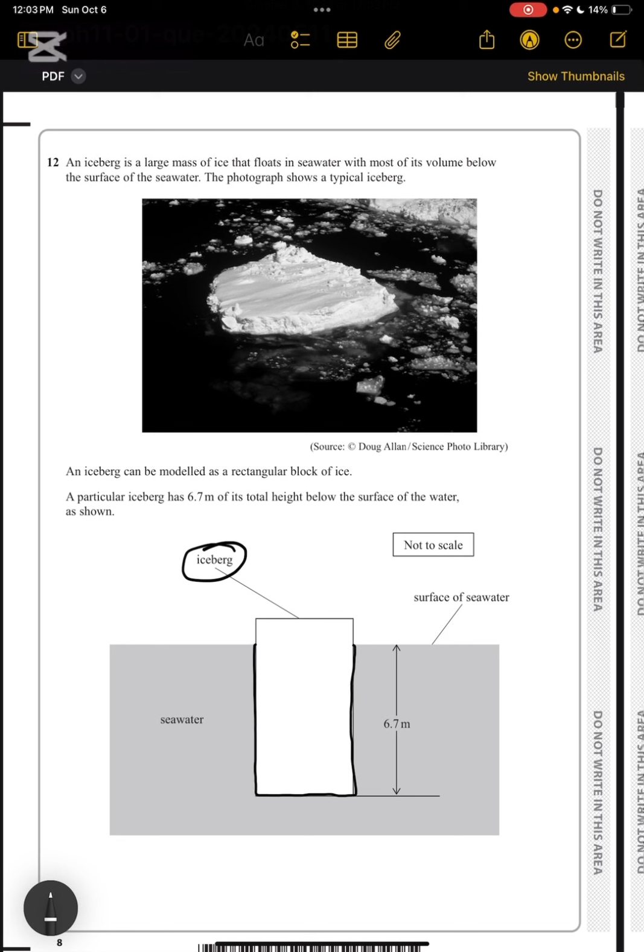So an iceberg can be modeled as a rectangular block of ice. A particular iceberg has 6.7 meter of its total height below the surface of the water. So out of its overall height, just 6.7 is in the water.